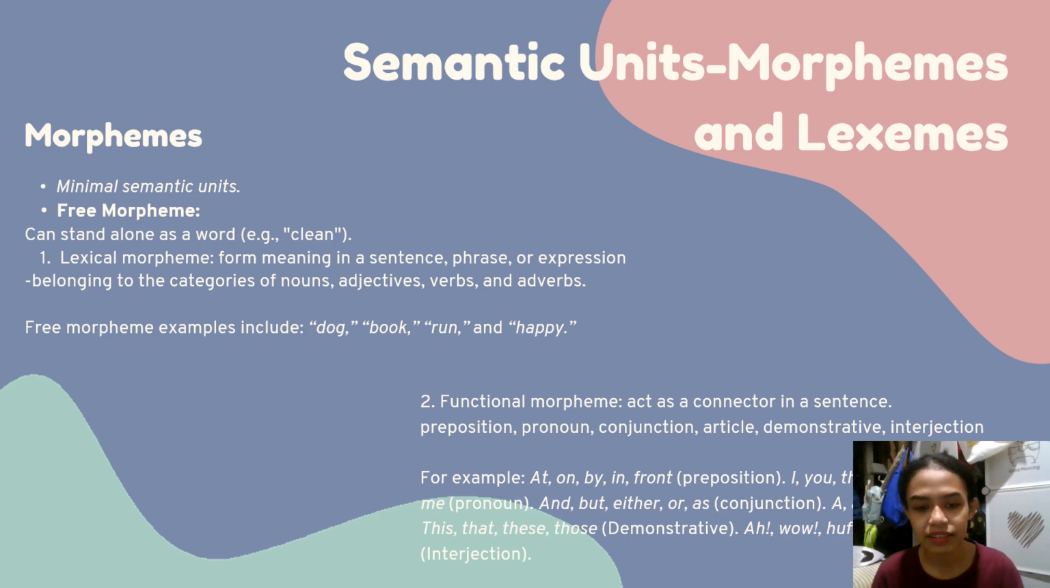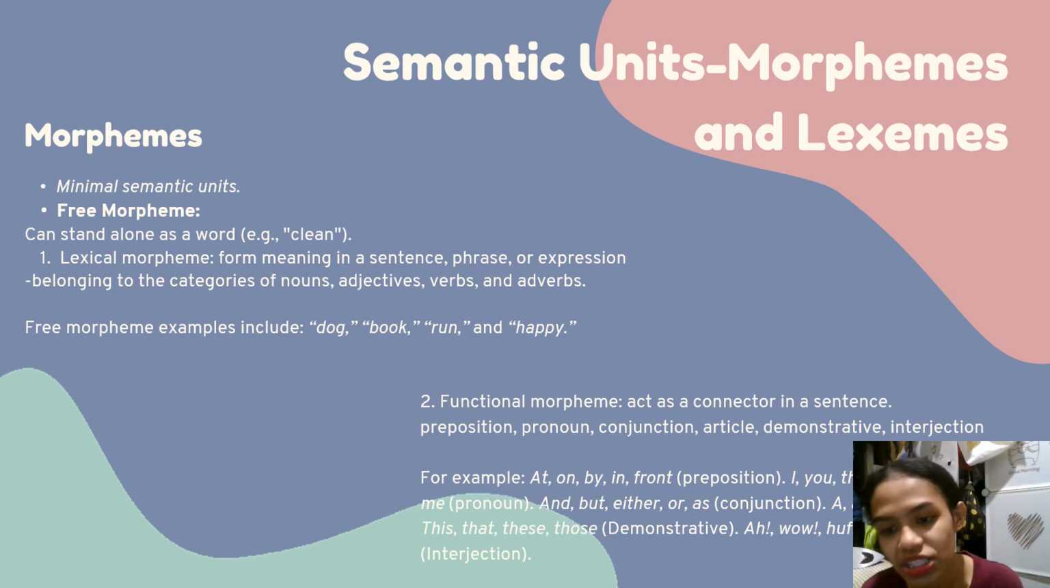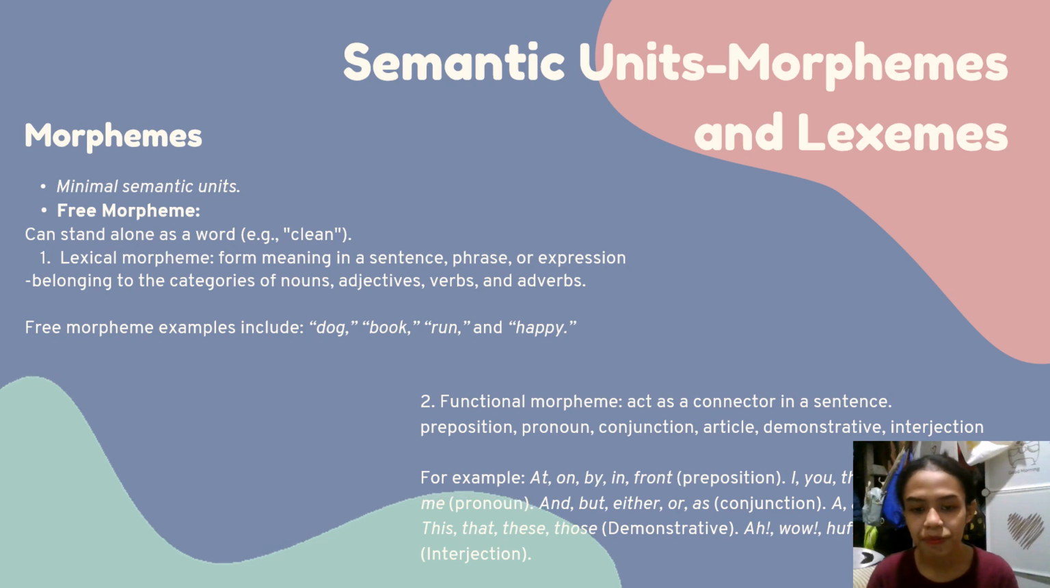The second kind of free morpheme is the functional morpheme. It acts as a connector in a sentence: preposition, pronoun, conjunction, article, demonstrative, and interjection. For example, prepositions: at, on, by, in, from. Pronouns: he, she, I, you, they, it. Conjunctions like and, but, either, or, as. Articles like the, a, and an. Demonstratives like this, that, these, those. And interjections like ah, wow, oops, oh, yeah, something like that.